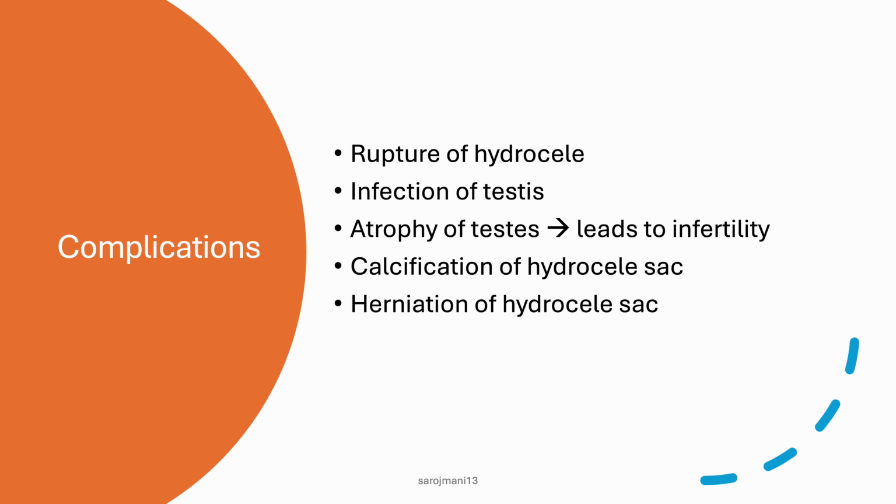So the complications of hydrocele, if not treated: it may rupture. Rupture of hydrocele and infection of testis, in long-standing hydrocele. If it is not treated, it may lead to infection. It may lead to atrophy of testis, which leads to infertility. The testis gets atrophied due to persistent pressure, and it may lead to infertility, calcification of the hydrocele sac, and herniation of the hydrocele sac. So these are the complications related to hydrocele.